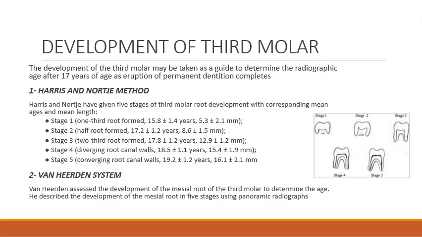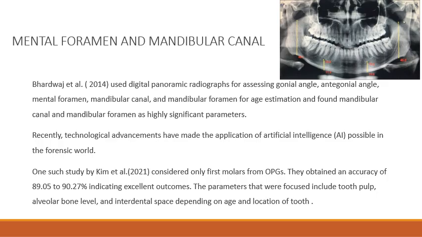So next is Harris and Nortje method, which is based on the development of third molar. They have given 5 stages of third molar root development with corresponding mean ages and mean length. So based on the third molar's root development, we are correlating the age of the patient based on the chart given by Harris and Nortje. Next, we have Van Heerden system. Van Heerden assessed the development of mesial root of the third molar to determine the age. He described the development of mesial root in 5 stages using panoramic radiographs.